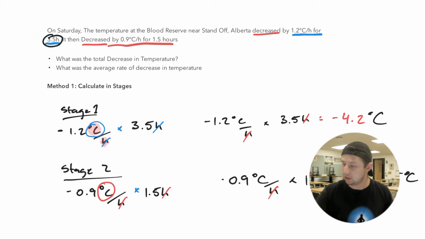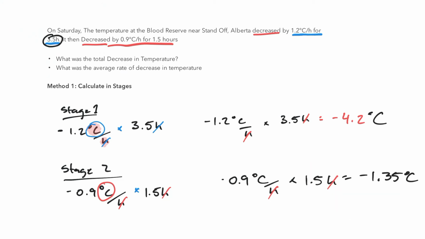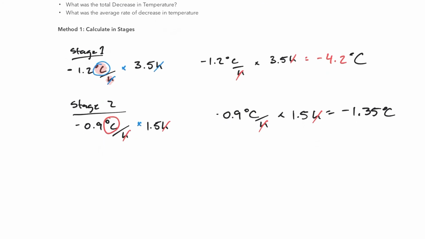Both of these are in degrees Celsius. So we dropped 4.2 degrees Celsius, and then we dropped another 1.35. The question says, what was the total decrease in temperature? In order to do that, I'm going to take stage 1 and stage 2 and add them together. So my equation looks something like this. Let's scroll up a little bit here so we can see.